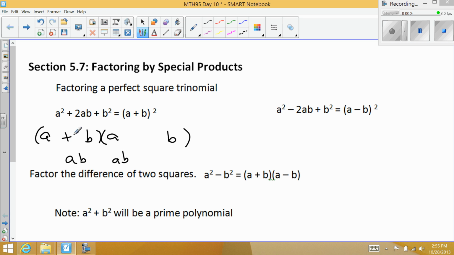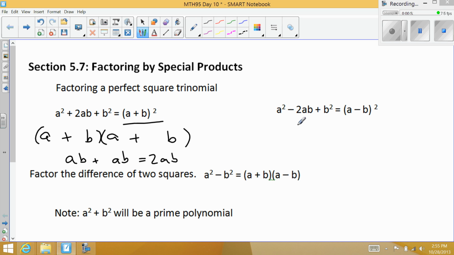So assuming that both of these are addition, ab plus ab is 2ab. So a squared plus 2ab plus b squared always factors to the perfect square, a plus b times a plus b, or just for shorter notation, a plus b squared.